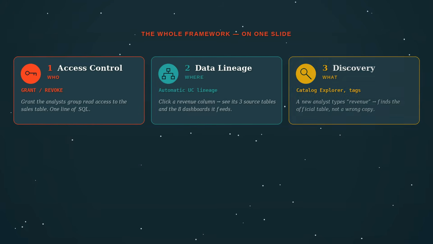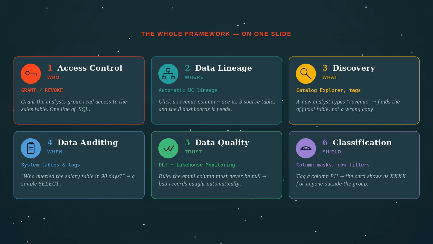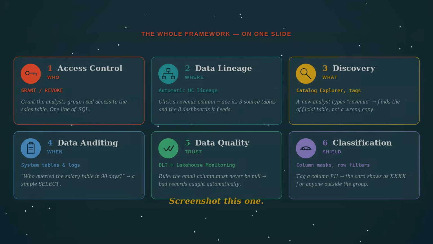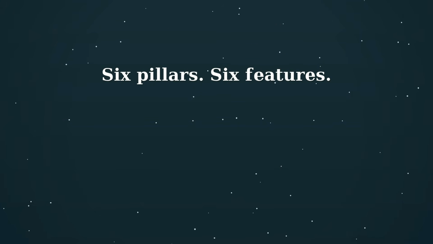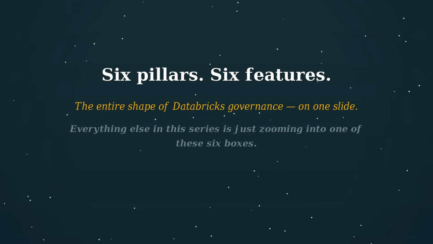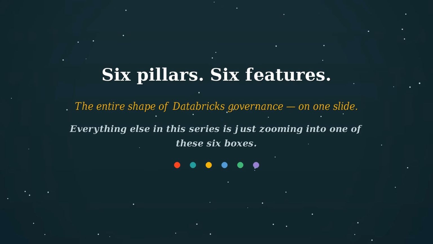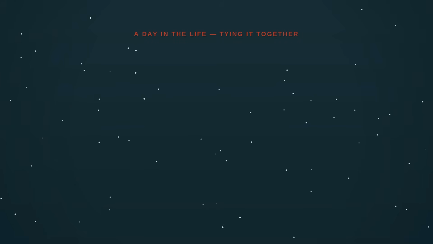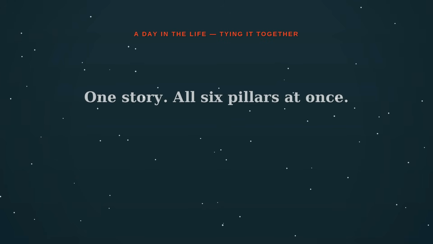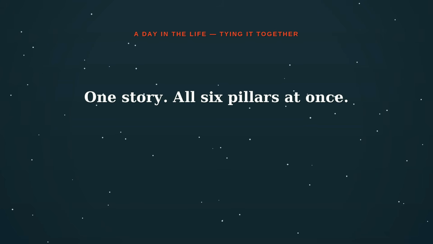So we have discussed 6 pillars, 6 features. This is the entire shape of Databricks governance on one slide. Everything we do in the rest of the series is just zooming into one of these 6 boxes. Now let's discuss how it all works together. One table, 6 pillars, mostly invisible.